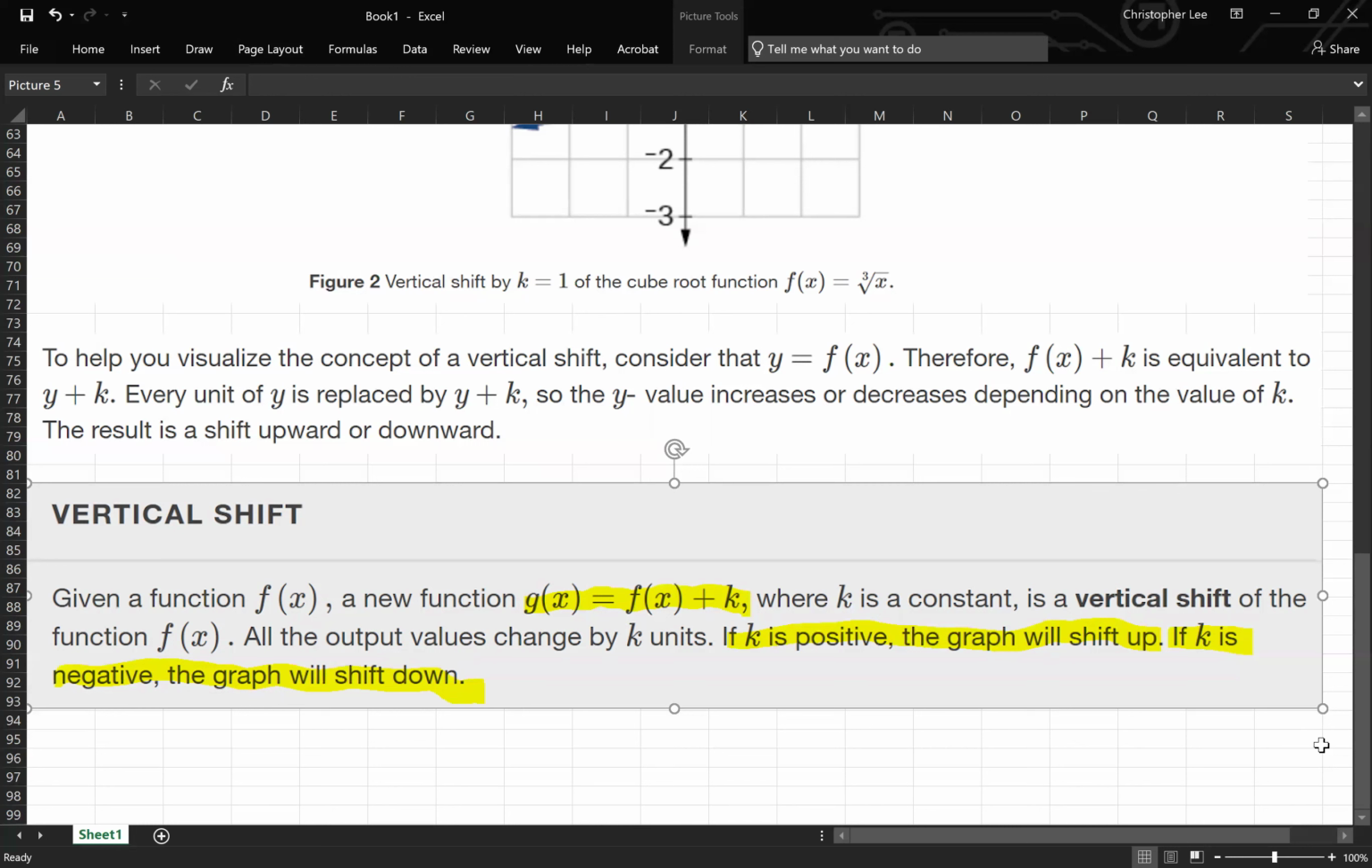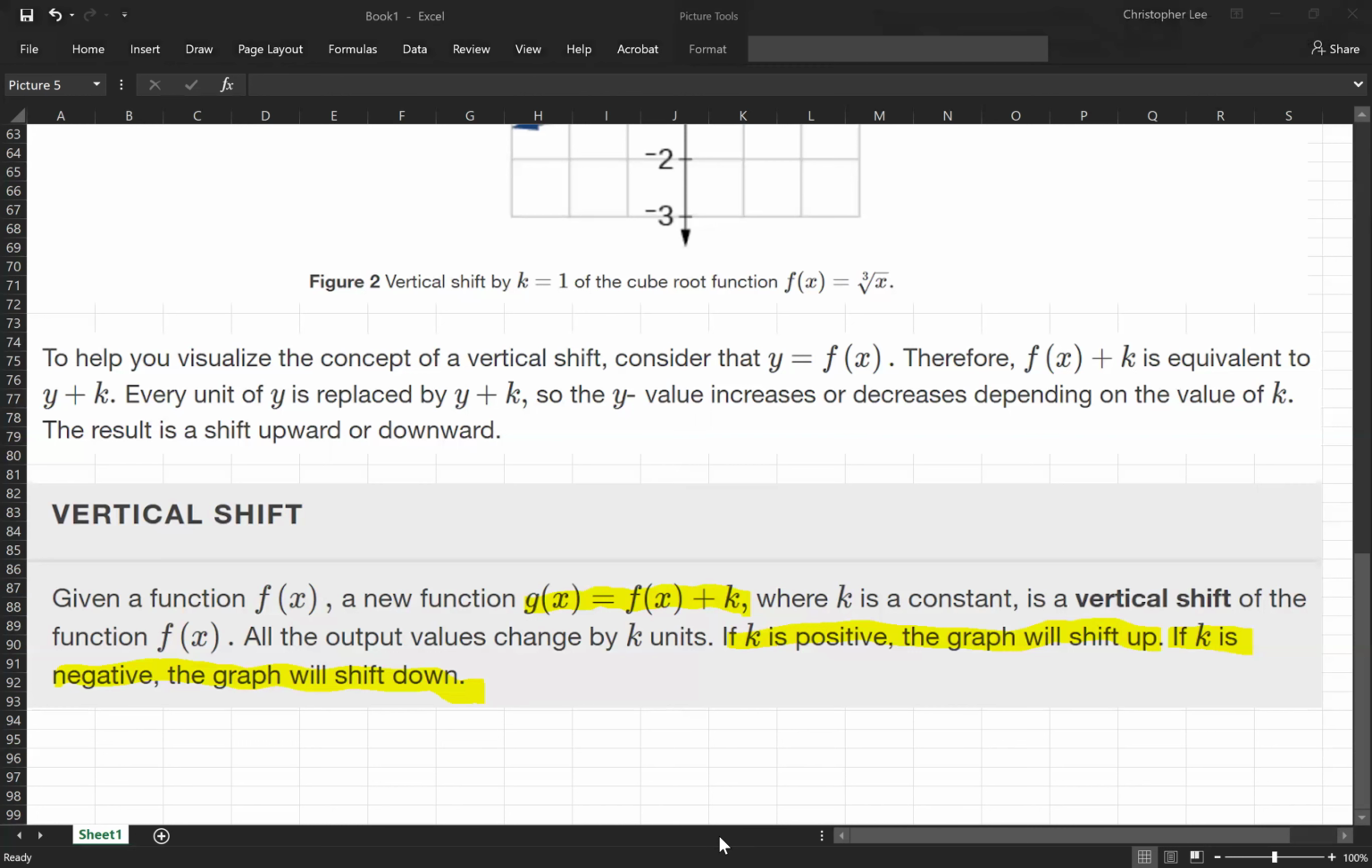One more time, vertical shift. Given a function f of x, a new function g of x is equal to f of x plus k, where k is a constant, is a vertical shift of the function f of x. All of the output values change by k units. If k is positive, the graph will shift up. If k is negative, the graph will shift down. That's it. We're just keeping it simple.